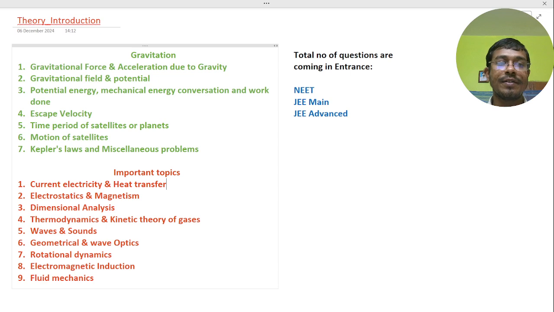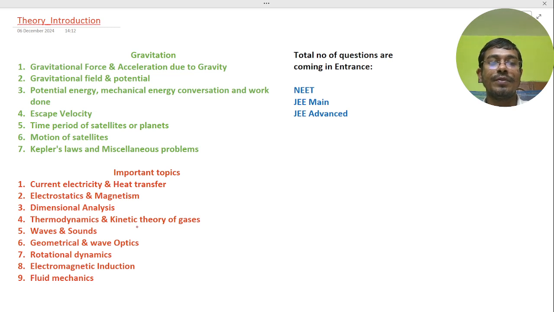Today we will discuss gravitation, and the most important topics in NEET and JEE physics: current electricity and heat transfer, electrostatics and magnetism, dimensional analysis, thermodynamics and kinetic theory of gases, waves and sound, geometrical and wave optics, rotational dynamics, electromagnetic induction, fluid mechanics, and one very important topic, modern physics. Today we will discuss gravitation.